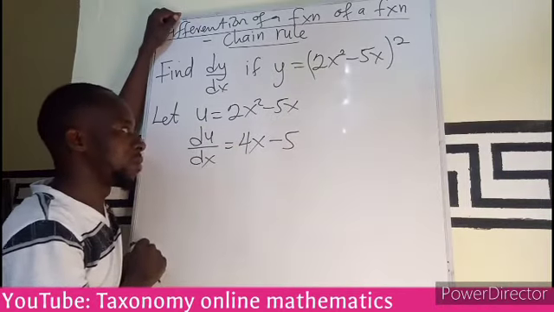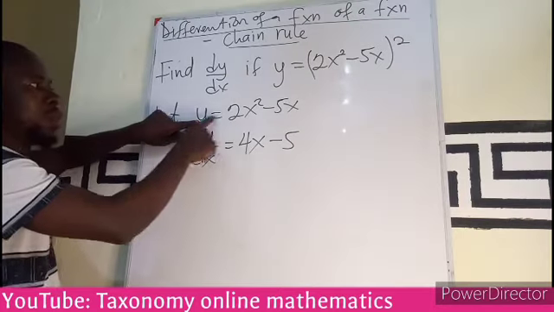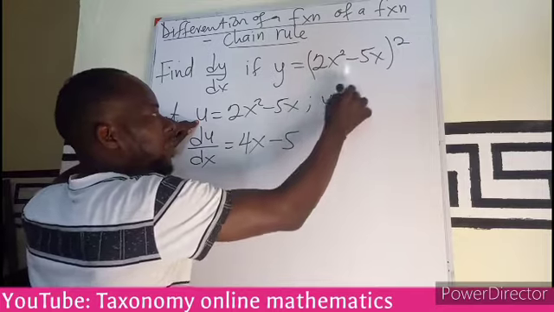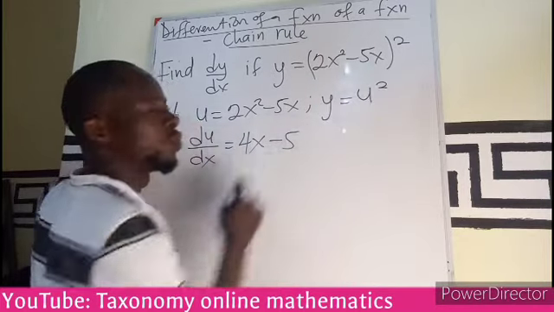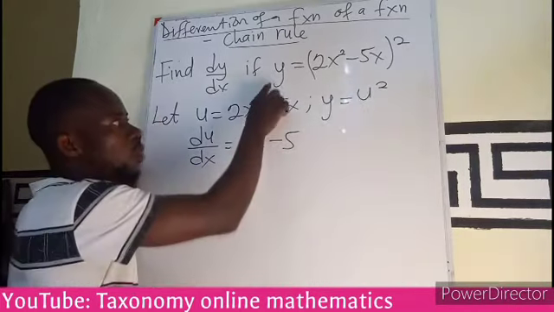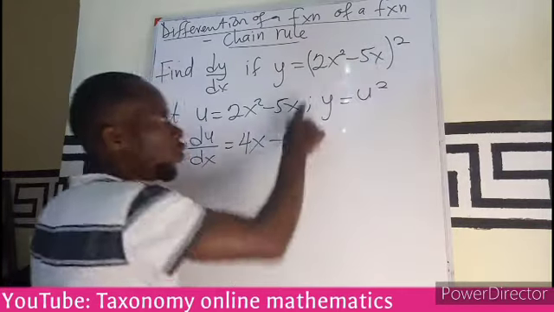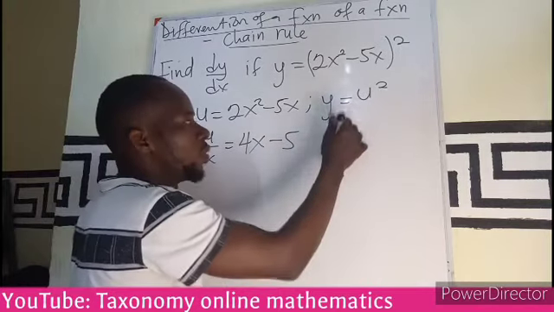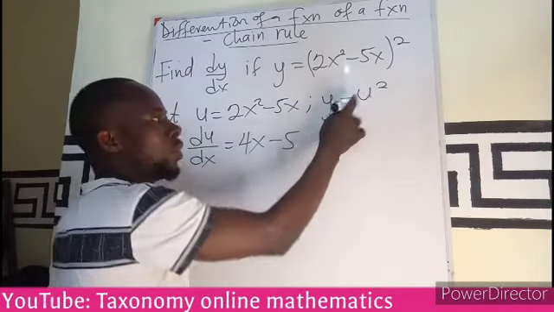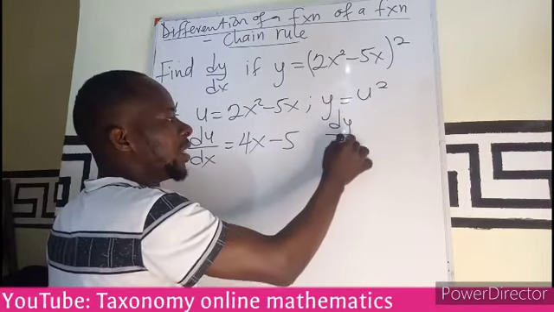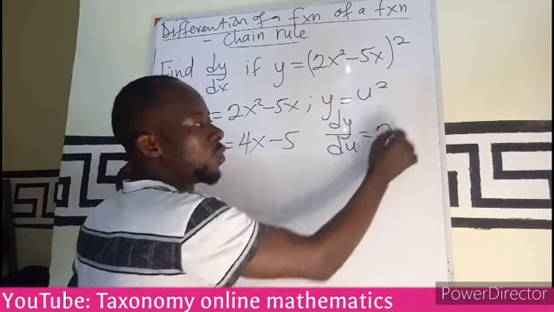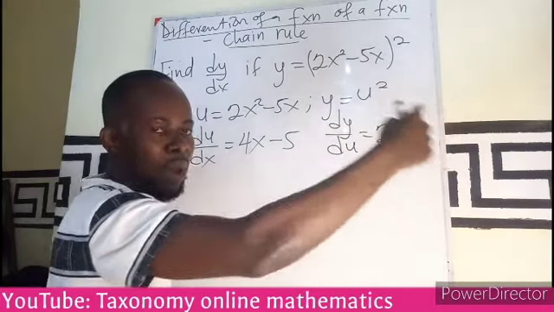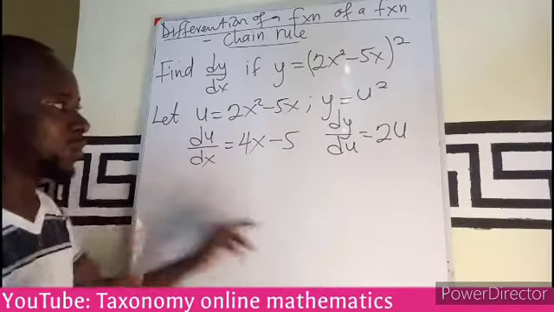So we have this. Now, if u is equal to the whole of this expression, that means that our y is going to be u exponent 2. Y is going to be the whole of this exponent 2, and the whole of this is u. So now I am going to differentiate y with respect to u. That will be dy du equals 2u exponent 2 minus 1. And exponent 2 minus 1 will still give us 1. So this is what we get.